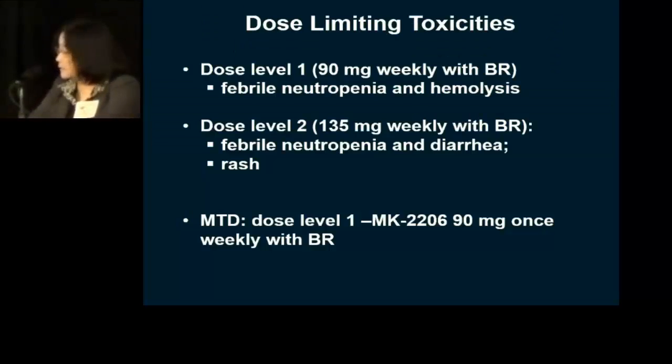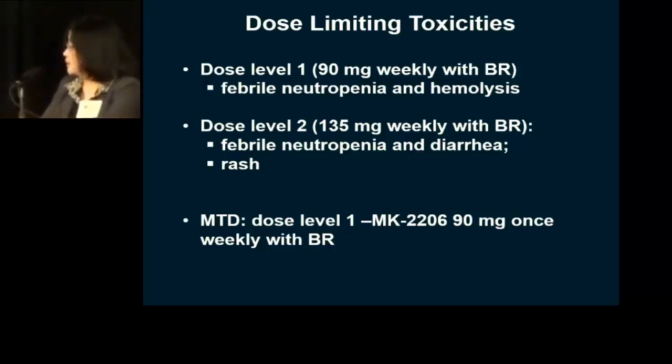In this trial, we did experience 1 dose-limiting toxicity in dose level 1, and that patient developed febrile neutropenia as well as hemolysis. So dose level 1, I want to remind everybody, was 90 milligram oral once weekly with BR. For dose level 2, which is 135 milligram oral once weekly with BR, 2 patients developed dose-limiting toxicity.